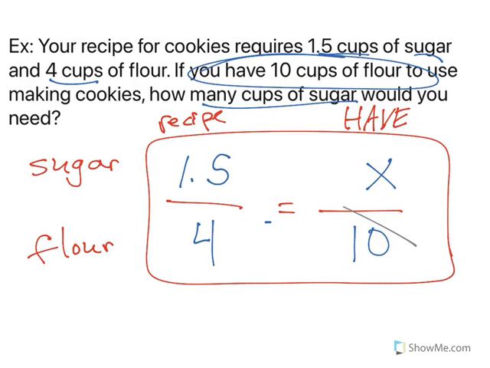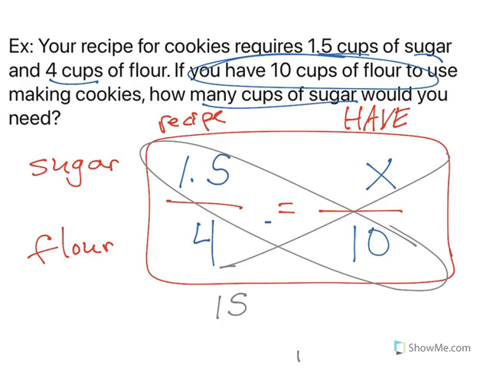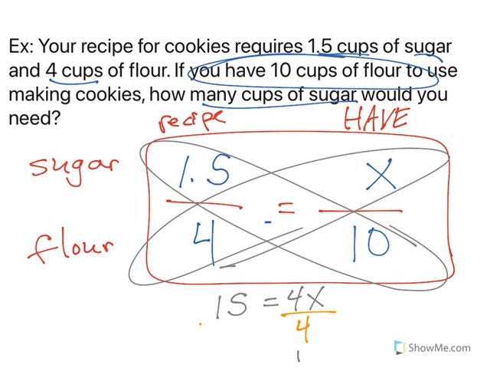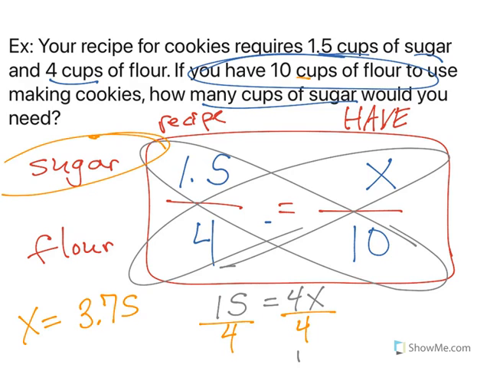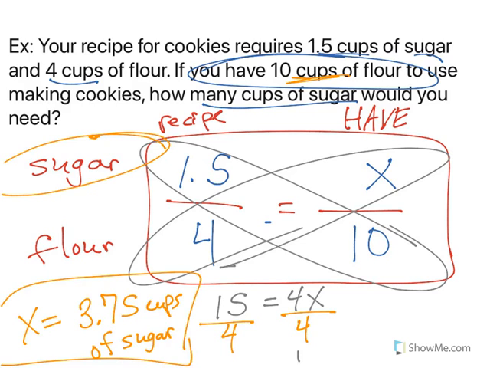All right, so we cross multiply. 10 times 1.5 is 15. 4 times x is 4x. To solve, we divide both sides by 4, and x equals 3.75. What's the units? Well, we're talking about sugar, and everything is in cups. So this is cups of sugar. So if I have 10 cups of flour, and I want to use all of it to make cookies, I need 3.75. That's 3 3/4 cups of sugar.